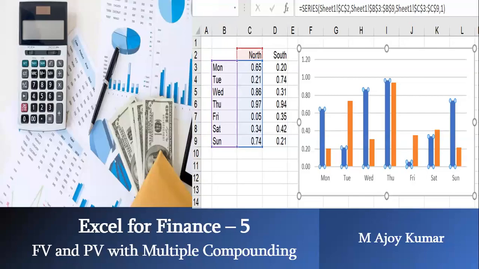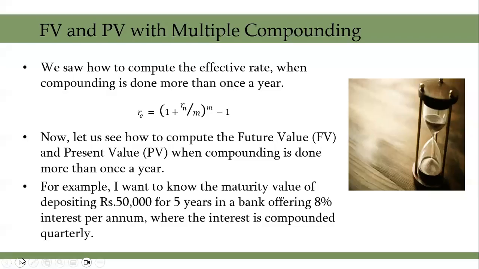Hello, everybody. Welcome to this new session on Excel for Finance, where we will talk about future value and present value with multiple compounding. In session 4, we saw how to compute the effective rate when compounding is done more than once a year, and the formula was: effective rate is equal to (1 plus nominal rate divided by m) to the power of m, minus 1, where m is the number of times compounding is done in a year.